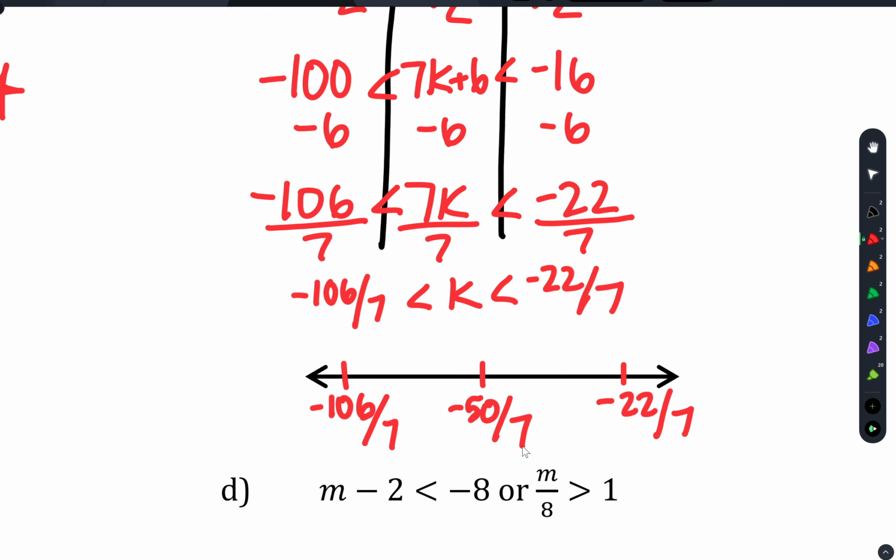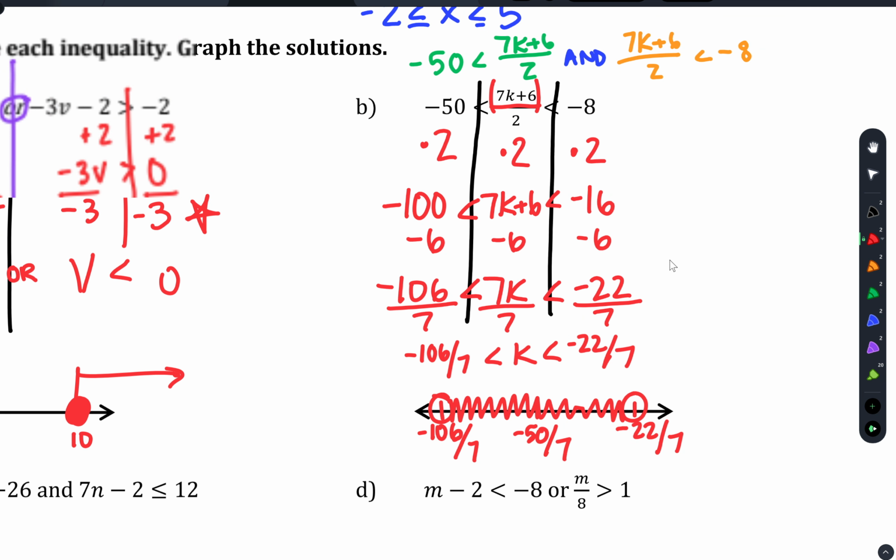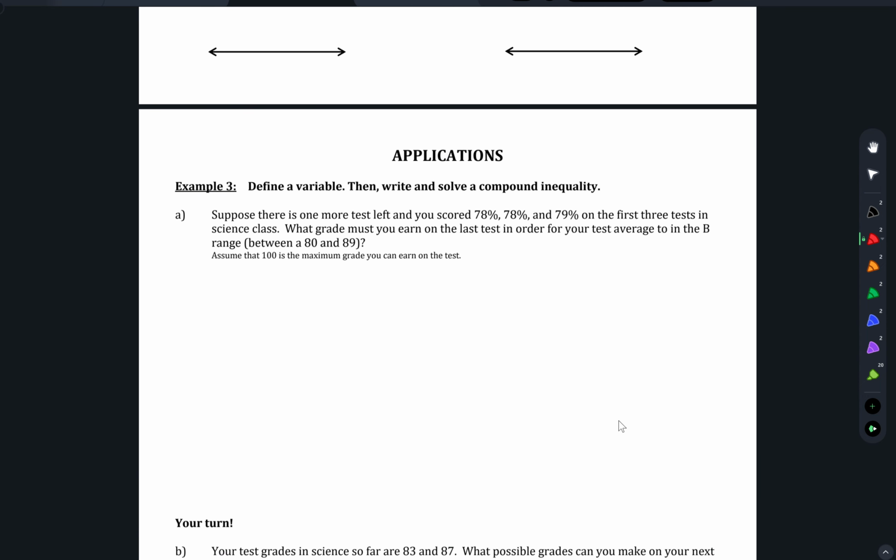Open or close circles on these? Both open. Inwards or outwards? Which way are my arrows pointing? Inwards, towards each other. Any questions on that? Am I okay if I skip the next 2? Fantastic. Move on to the next page.